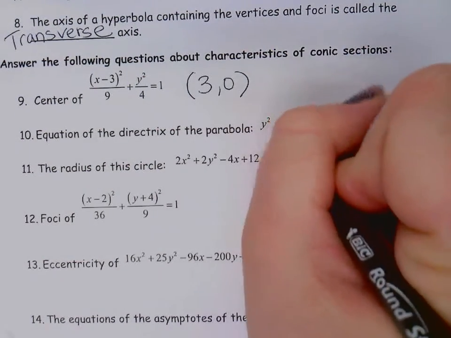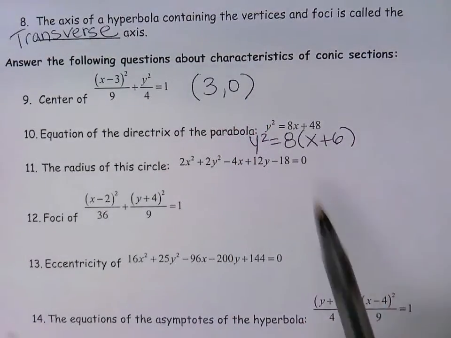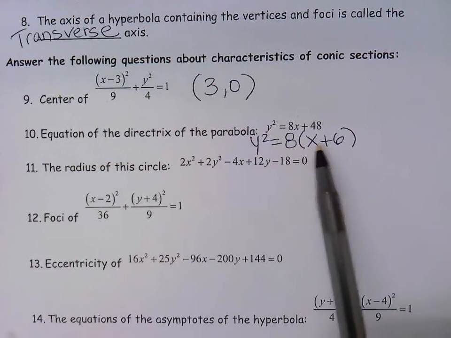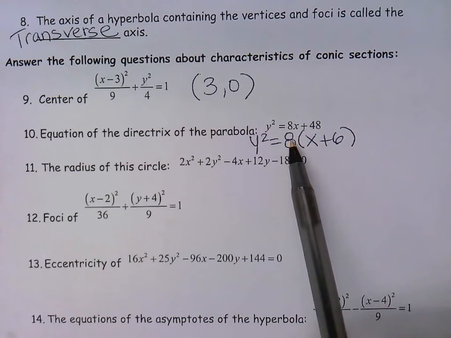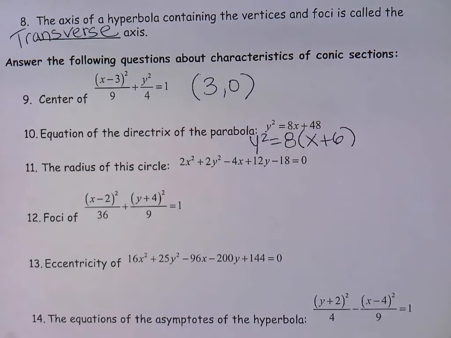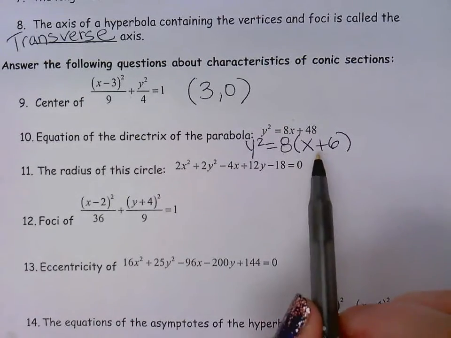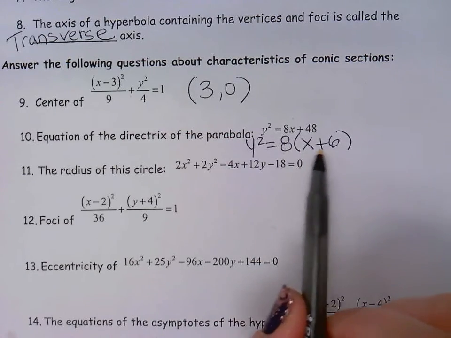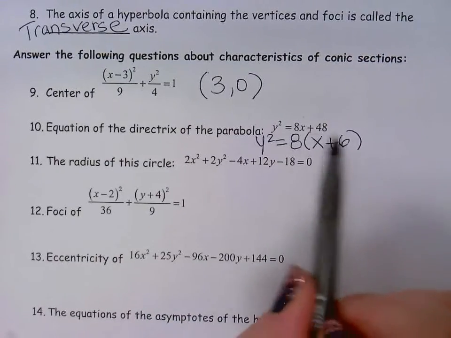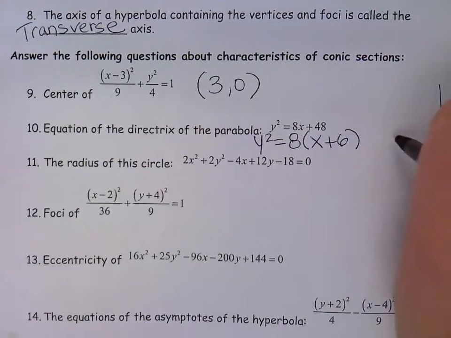And to put it in standard form, you first need to have a p-value factored out. So this is really 8 times (x plus 6). The 8 is the 4p value. It tells you how far away your directrix and your focus is going to be. It tells you the length of your focal width. So to do the directrix, you need to do a little bit of work. First, you have to find the vertex of this parabola, which is left 6, up or down 0. Whatever is with x is left or right, and whatever is with y is up or down. So I know that my vertex is at (-6, 0).